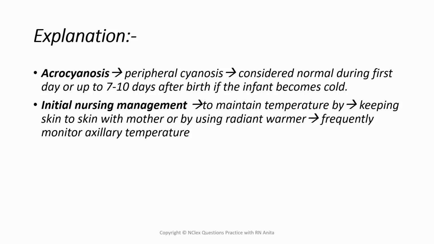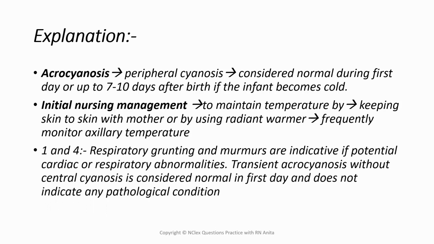The nurse should make sure that the baby is breathing well, that her nose and mouth are not in direct contact, and that there is no obstruction in the airways of the baby. So the nurse should keep all this in mind. Options 1 and 4 talk about respiratory grunting and murmurs. These might indicate other physiological problems like cardiac or respiratory abnormalities, so these options are excluded here.